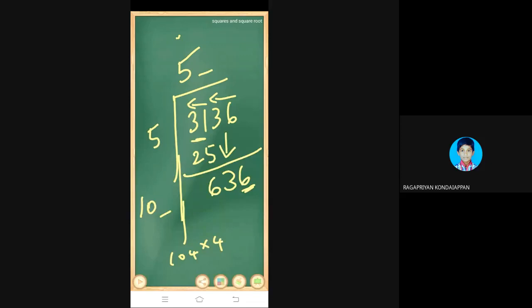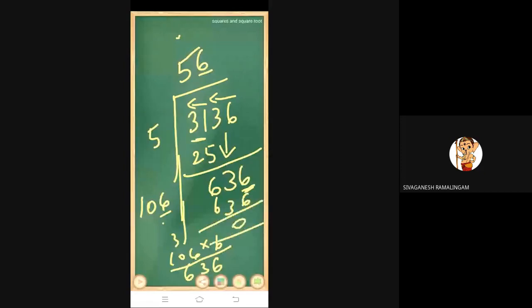So what is the next possible value? Ma'am, 6. Here 6 means 106 into 6? 636 is coming, ma'am. 6 6s are 36. 6 into 0 is 0, 6 into 0 is 0 plus 3 is 3. 6 ones are 6. So if we write 6 here, we are getting 636. So the remainder is 0. So square root of 3136 is nothing but 56.